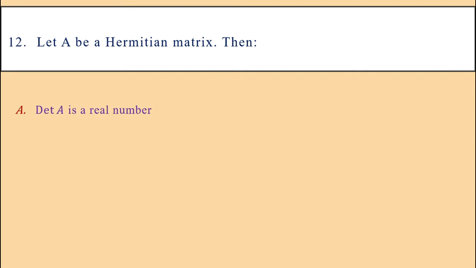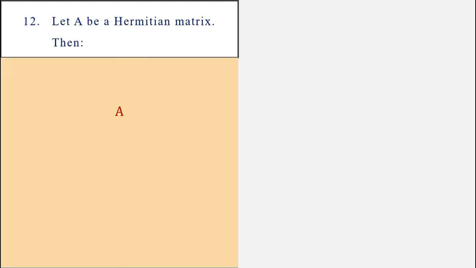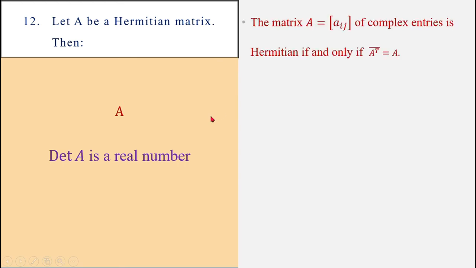Next question is, let A be a Hermitian matrix, then determinant A is a real number, A is positive definite, A is unitary, A is symmetric. The correct option is option A, determinant A is a real number. See the explanation. The matrix A equal to Aij of complex entries is said to be Hermitian if and only if the conjugate of its transpose is equal to that matrix itself.